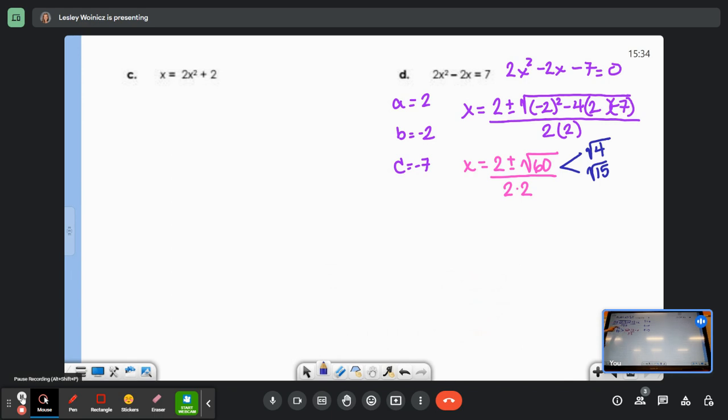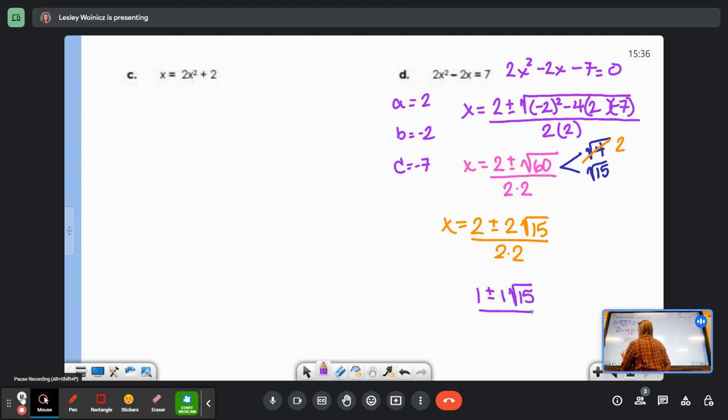So what is the square root of 4? It is 2. So we get x equals 2 plus or minus 2 times root 15, the whole thing over 2 times 2. I want you to simplify it on your own. I'm going to come around and check. 1 plus or minus 1 square root of 15 over 2. Good. Don't forget your curly brackets, and you're done. Ta-da! Are we good? Thank you for playing.